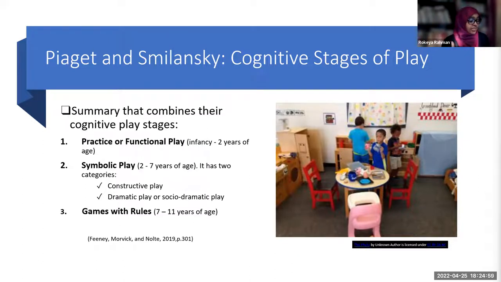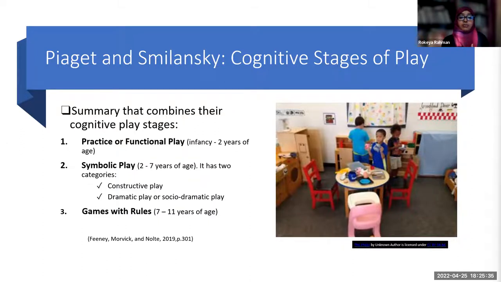So Piaget basically talked about three kinds: practice play, symbolic or dramatic play, and games with rules. And Sara Smilansky talked about four kinds of play. She defined socio-dramatic play; that's basically the term she used. So she said functional play, constructive play, dramatic play, and games with rules. So summarizing both ideas, we can say there are three cognitive play stages in dramatic play.